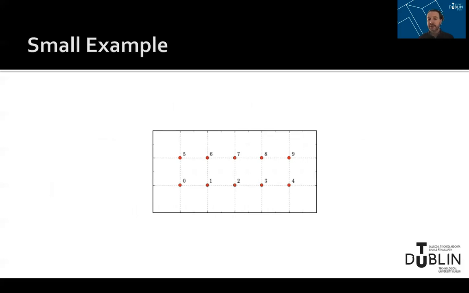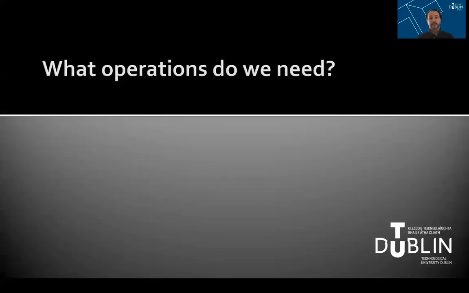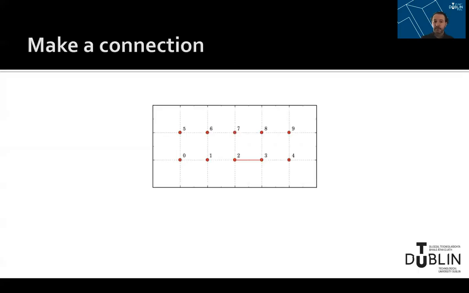So here we start with an example, simple 10 nodes, and that's the example and the work we'll go through. With 10 nodes, be they people in a network, be they computers, what operations do we need to combine them? First, we have to make a connection. So make a connection between 2 and 3. How would we do that? What's the best way of representing that? Make another connection. What's the best way of representing that?